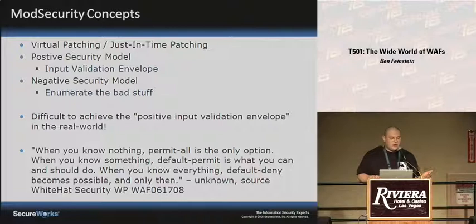And I want to give a quote. I'm not sure who gave this quote, but it's from a White Hat Security white paper, and I just really liked it. So it says, when you know nothing, permit all is your only option. When you know something, default permit is what you can and should do. But only when you know everything, then you could do default deny, and only then. So that kind of sums up the difficulty of building this positive input validation envelope, as it's been called.